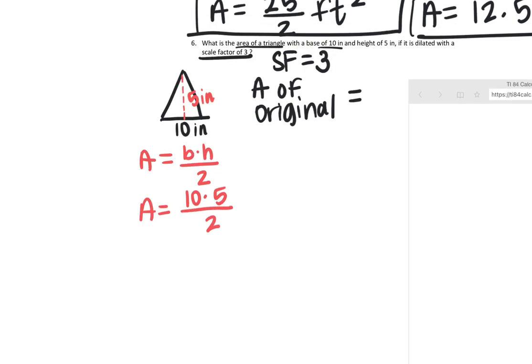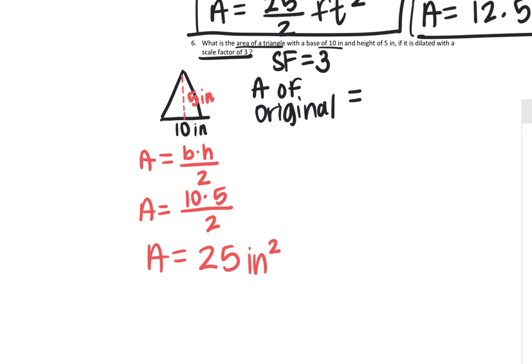Okay, so let's move this out of the way. So my original area is actually 25, and this is in inches, and it's squared. So my area of the original is 25 inches squared. Okay, I had to do a little bit of work in the other problems. They give it to me automatically. Here, I had to do a little bit more work.